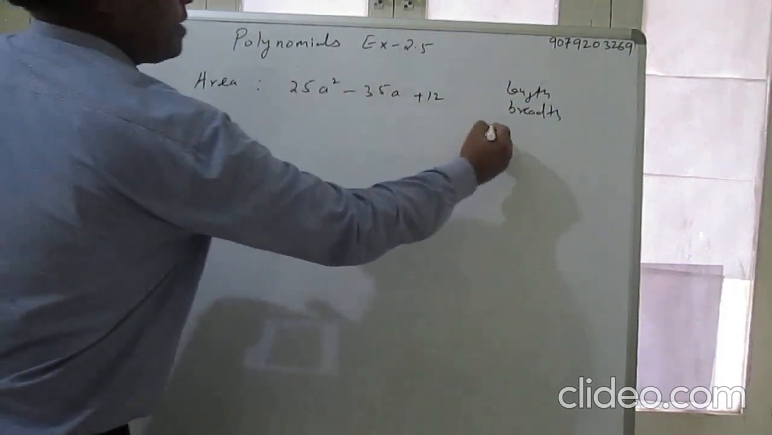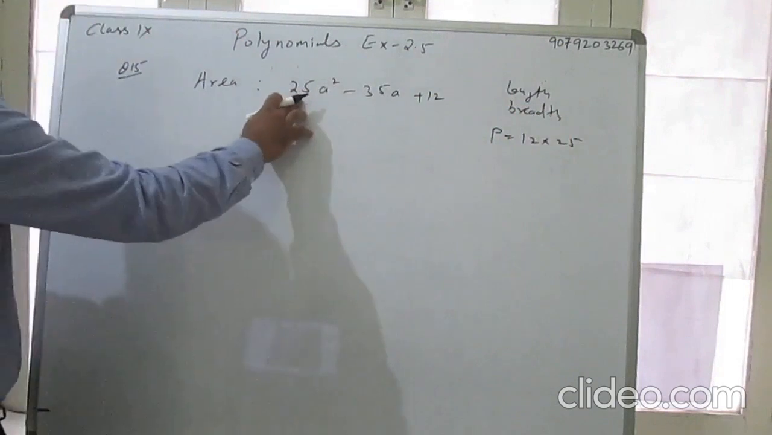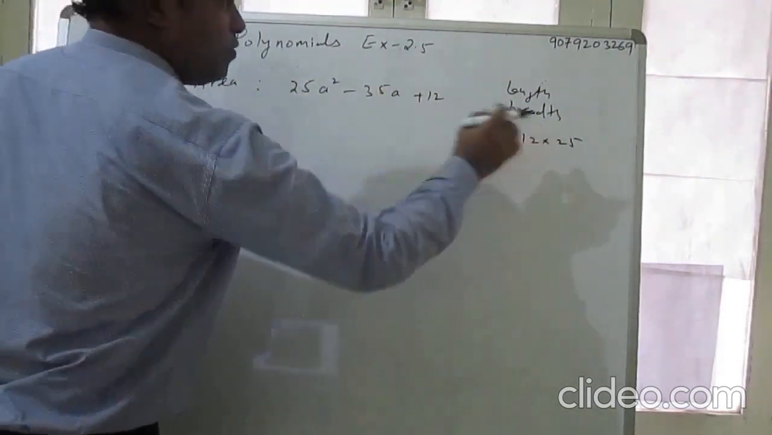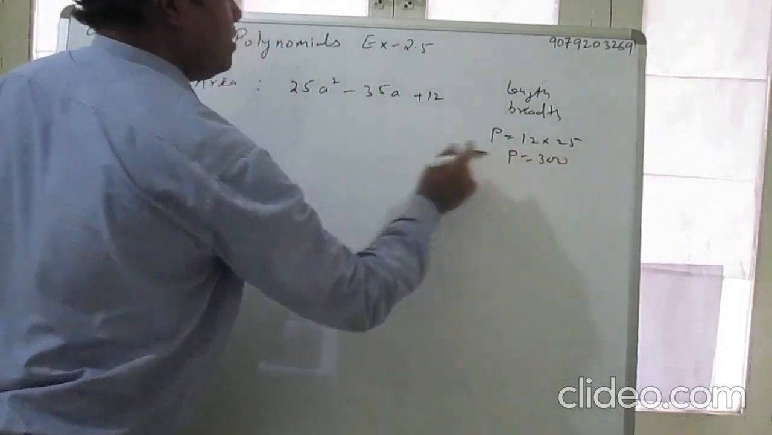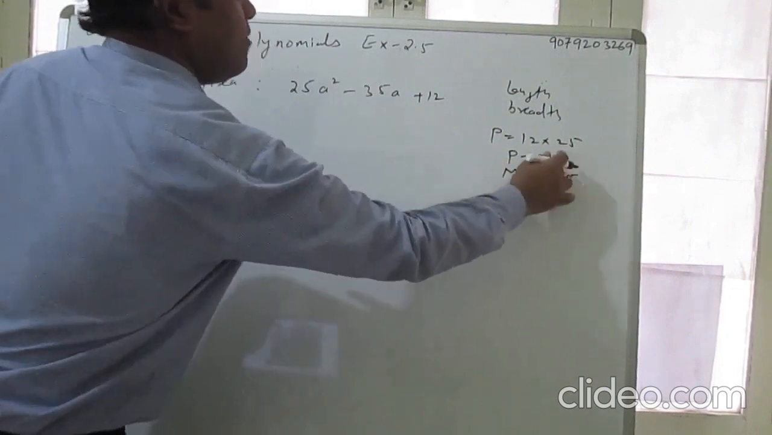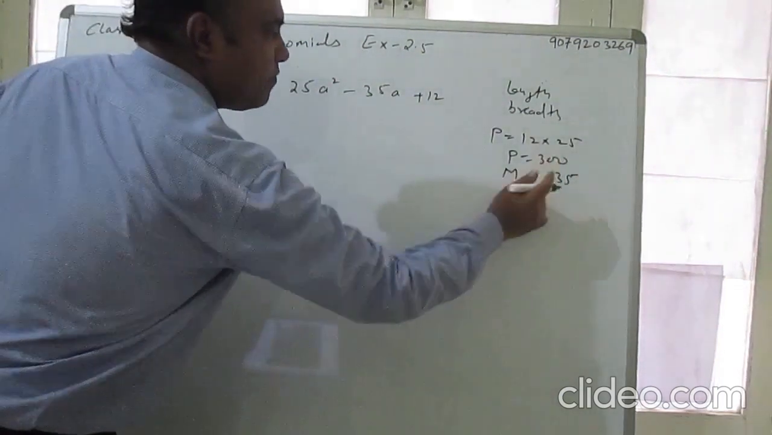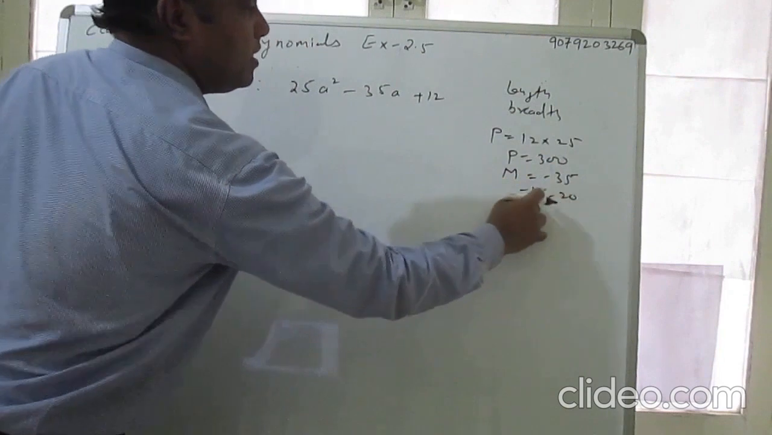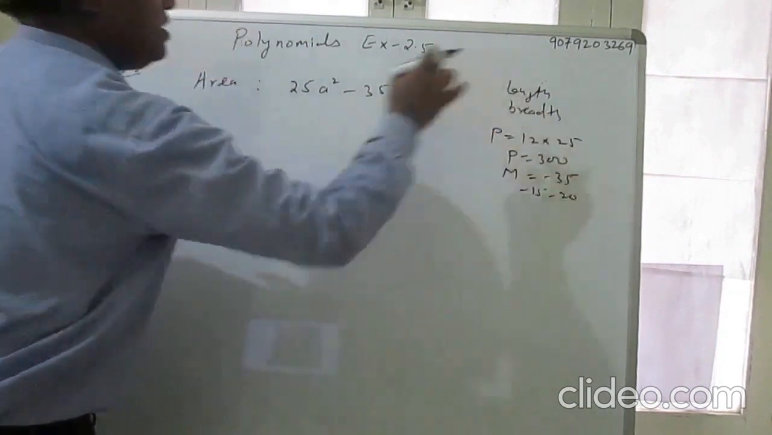What is the product? Product is 12 into 25, that is, coefficient of a square into constant term. Now 12 into 25 is 300. Product is 300 and the middle term is minus 35. You have to split 300 to get minus 35. 15 and 20: minus 15 minus 20 is minus 35, minus 15 into minus 20 is plus 300.